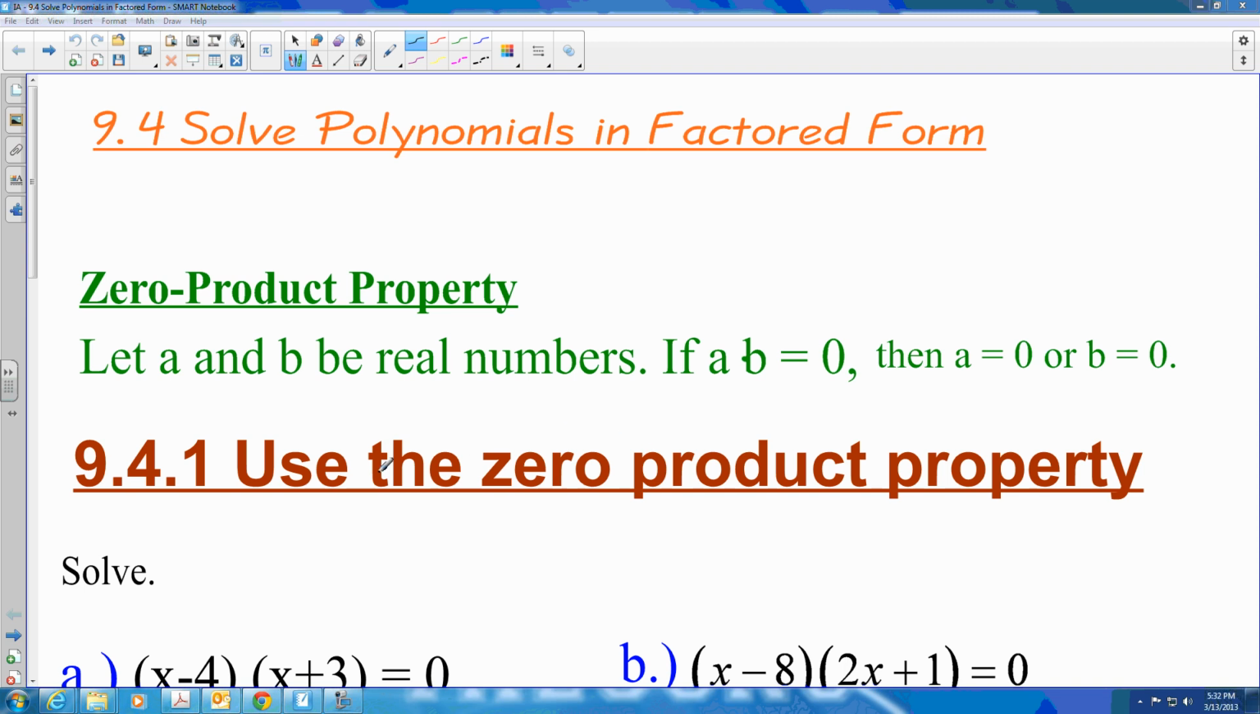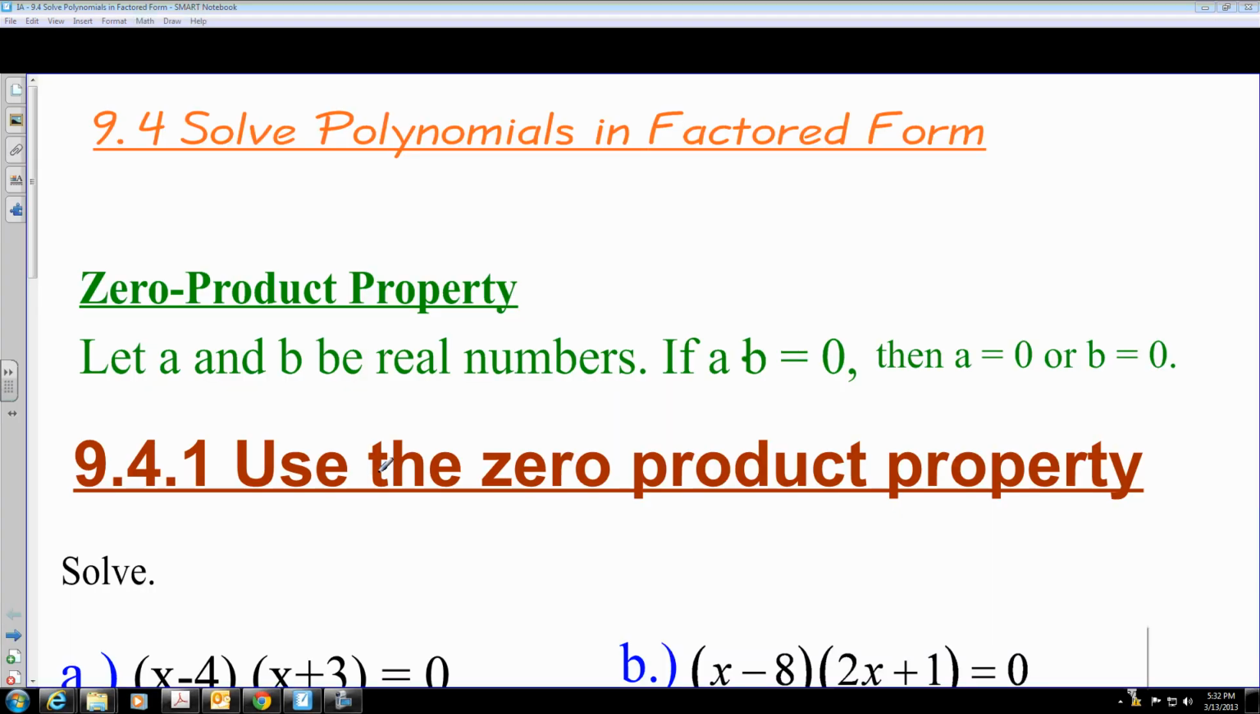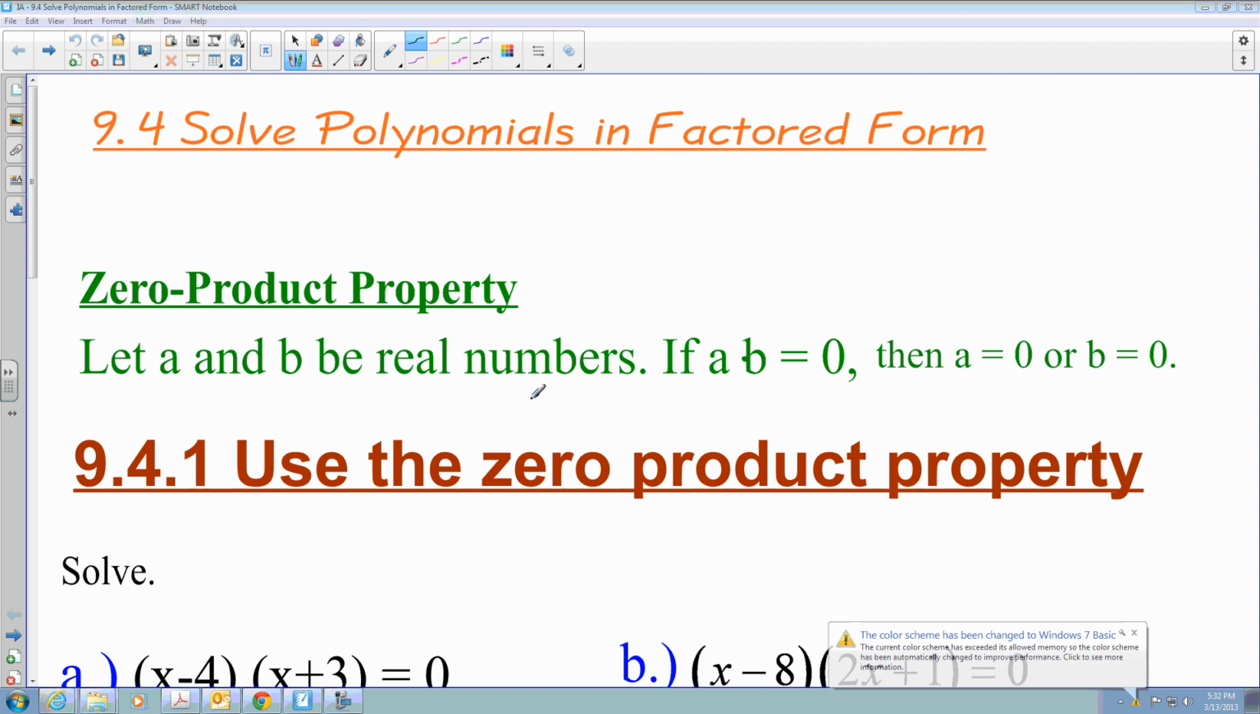So first thing that we're going to look at is being able to implement what is called the zero product property. And the definition of the zero product property is if we have constant values a and b that are real numbers, if a times b equals 0, then we can make the conclusion that either a equals 0 or b equals 0. It doesn't matter which one it is. We just know that one of them has to equal 0 if a times b equals 0.